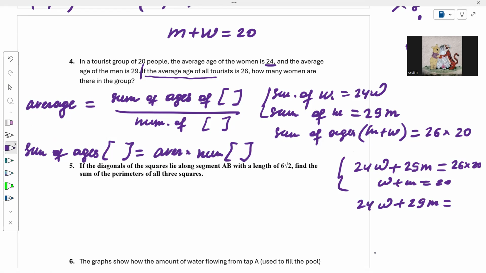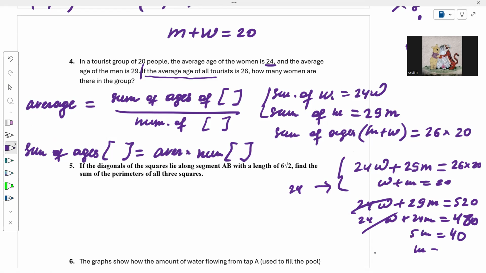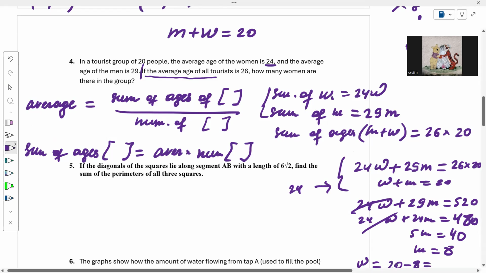24w plus 29m equals 26 times 20, and we can scale the second equation up by 24: 24w plus 24m equals 480. So let's eliminate by subtracting. 5m equals 40, m equals 8. If the number of men is 8, what will be the number of women? 20 minus 8, which is 12.